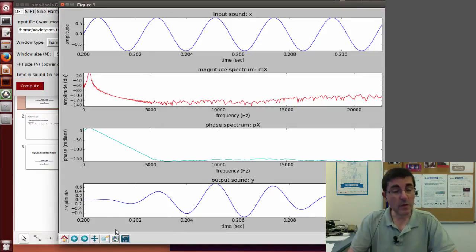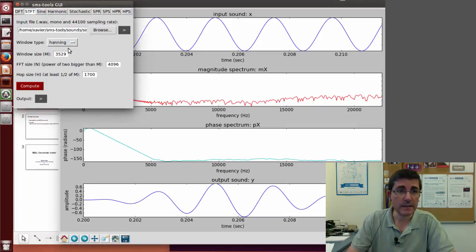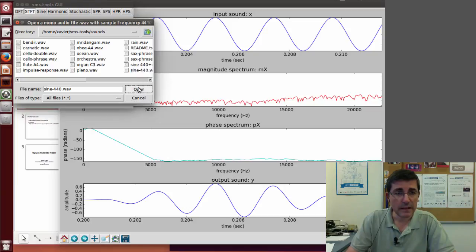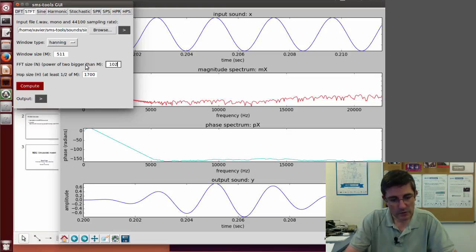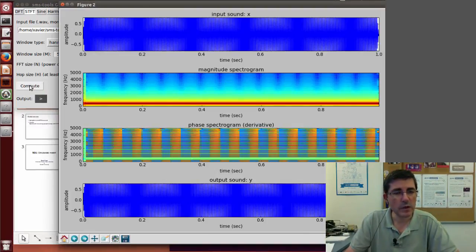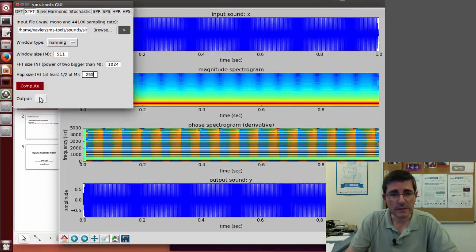spectrum. The sinusoidal model will attempt to find the spectral peak, the height, the location, and the phase corresponding to that location. Of course, it will do it for the whole sound, so it will start from the STFT. So if we get the same sound and the same type of parameters, 511 and 1024, and let's just put this half of that window, and this will be the STFT and the spectrogram. We listen to the output. Great, pretty good.